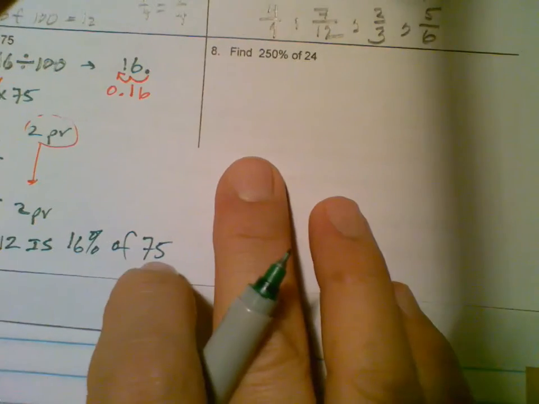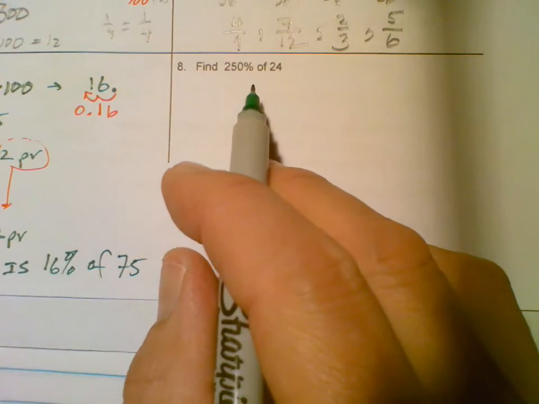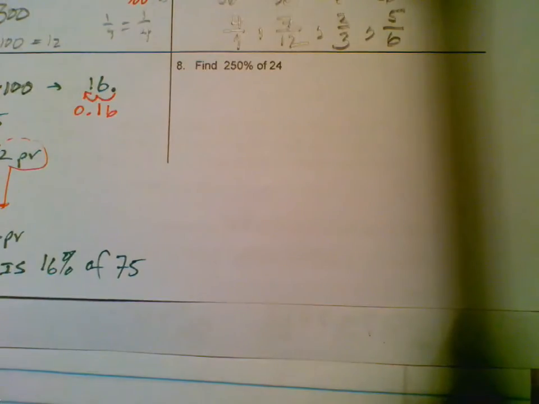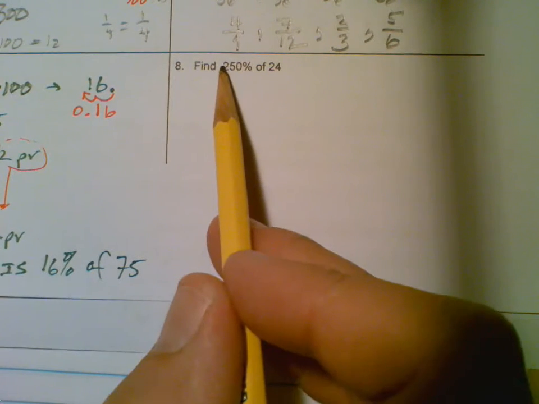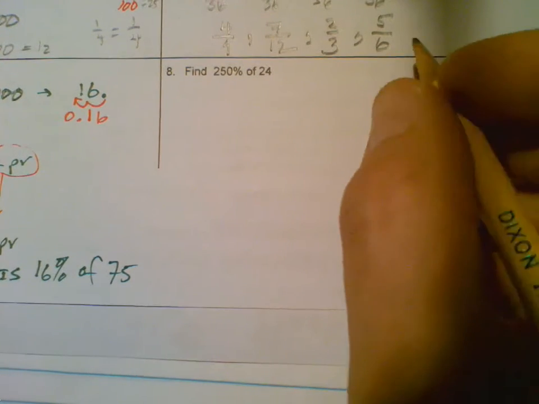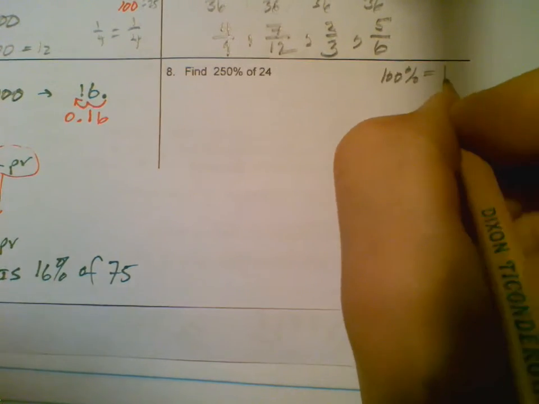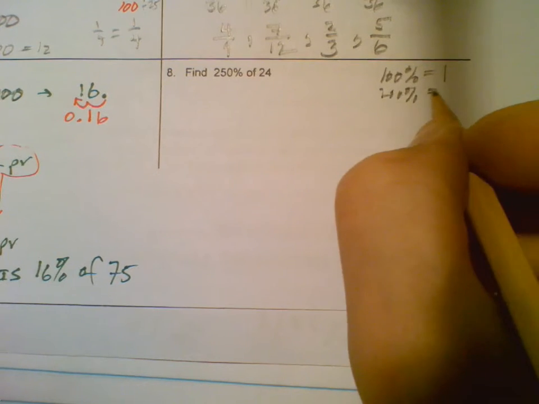One more problem here. Find 250% of 24. This one should go a little quicker because this looks much like this. The only difference now is I've got this percent that's over 100. Well, remember, just as a reminder, 100% is the same as 1. So 200% is going to be the same as 2.